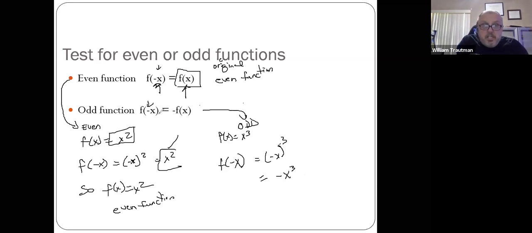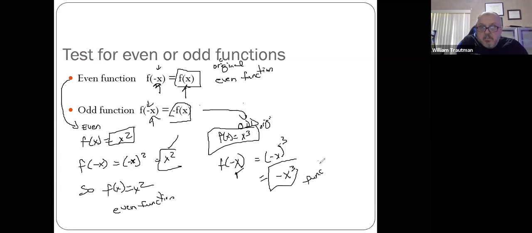And if you look, if I put a negative into the function like I did, and I end up with a negative in front of the original function, there's the original, the function is odd. So x to the third is an odd function.